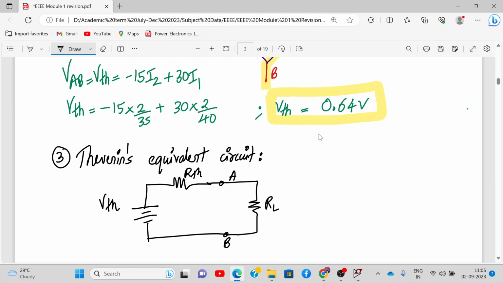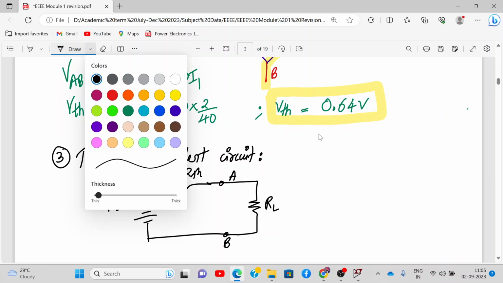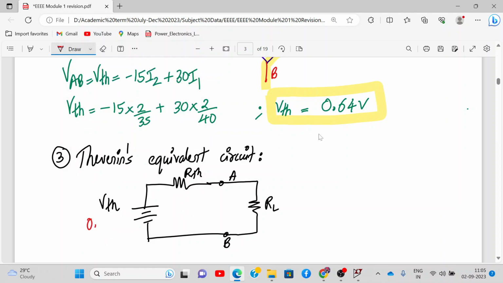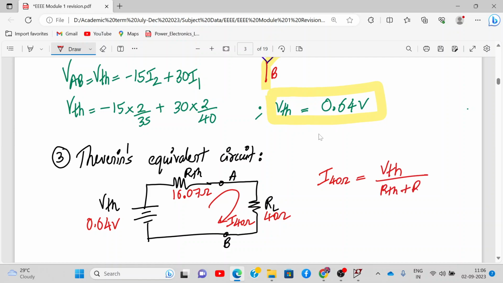RL we have removed, right? Now we put it back. Now what are the values? VTH is 0.64. RTH is how much? 16.07, and RL is 40 ohm. And we need to find the current through 40 ohm. So I of 40 ohm will be VTH divided by RTH plus RL.